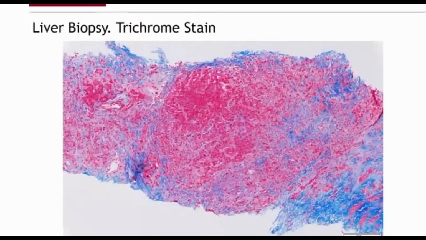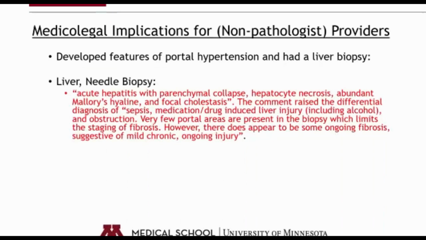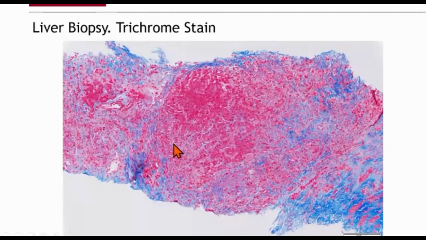So this patient already has cirrhosis at this point. Unfortunately, when the biopsy was reported, the issue of cirrhosis was not mentioned. Every other thing was mentioned: the Mallory hyaline, steatosis, cholestasis, differential diagnosis of sepsis, drug-induced, including alcohol and everything. But the key thing here is that there are very few portal areas, which limits assessment of fibrosis. However, there does appear to be some ongoing fibrosis suggestive of mild chronic ongoing injury. But the truth is this patient was actually cirrhotic.